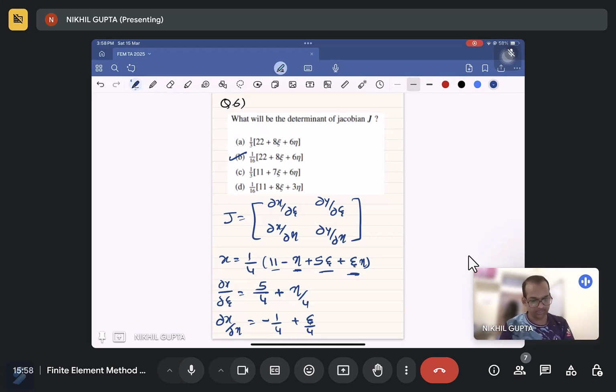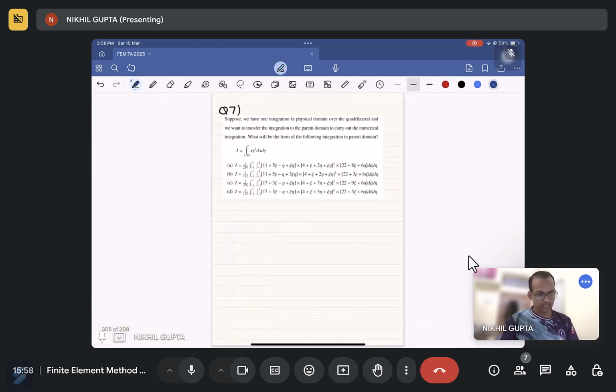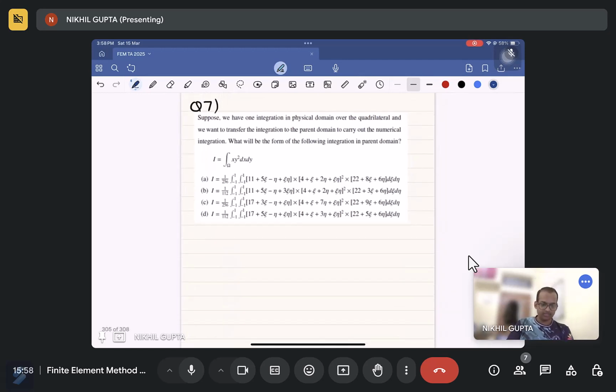I think this is a simple question, you must have understood. Let's go to question number 7 now. Same. I've taken the same question as given in the assignment. Just the function is changed.